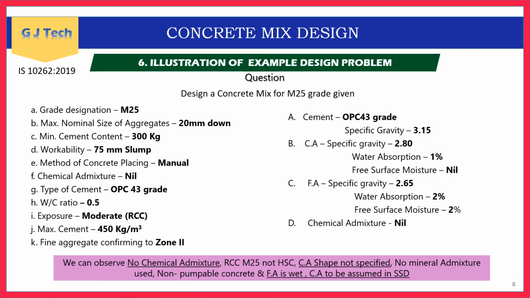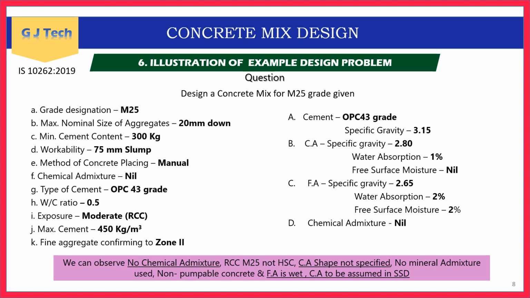The data stipulations given for the mix design of concrete are as such: design a concrete mix for M25 grade concrete, and the grade designation is M25. Nominal size of aggregates is 20 mm down size, that is, the maximum is 20 mm. Minimum cement content is 300 kg. It is given, or that can also be obtained from the exposure class. So what is the exposure class? It is moderate, and the use of concrete is RCC.